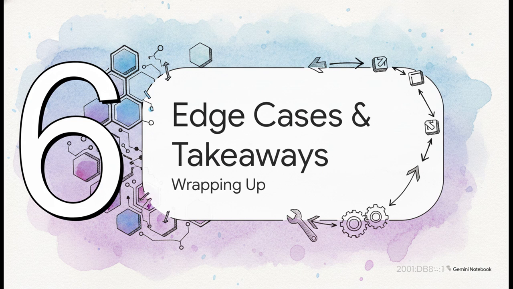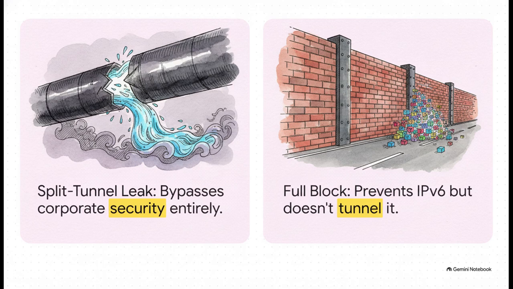All right, home stretch. Section 6, edge cases and takeaways. Let's wrap this up. You've got to be incredibly careful with older legacy VPN clients. They tend to do one of two really bad things in a dual stack world. Either they cause a split tunnel leak by just totally ignoring IPv6 traffic, which means your users bypass corporate security policies entirely, or they blindly block all IPv6 traffic. And that breaks access to modern sites without even attempting to tunnel the data safely.